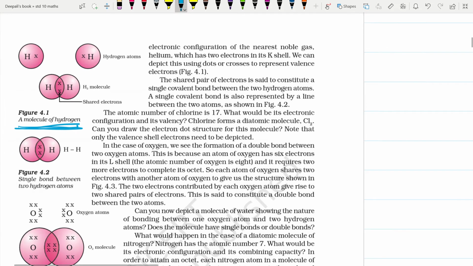In the case of oxygen, we see the formation of a double bond between two oxygen atoms. It is because an atom of oxygen has 6 electrons in its L shell. The atomic number of oxygen is 8 and it requires 2 other electrons to complete its octet. So each atom of oxygen shares 2 electrons with the other atom of oxygen to give us the structure shown in the figure. The 2 electrons contributed by each oxygen atom give rise to 2 shared pairs of electrons. This is said to constitute a double bond between the two atoms.